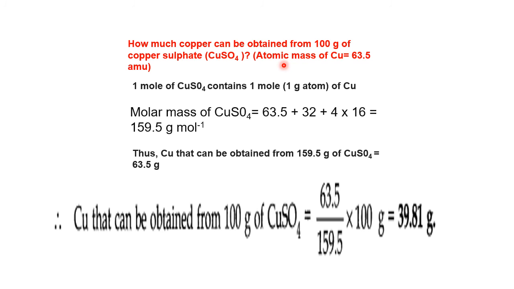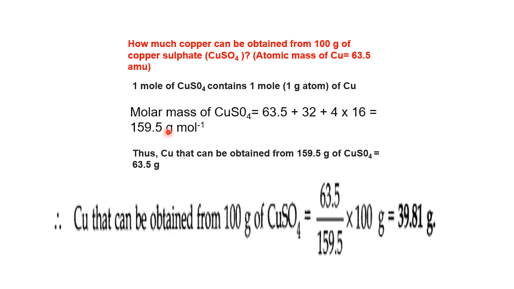Okay, right. So what is 1 mole of copper? That is the gram atomic mass of copper, equal to 63.5 gram. So 1 mole of copper sulfate contains 1 mole of copper. Clear? Okay, now the molar mass of copper sulfate is 159.5 gram per mole. Now what is the question here? How much copper can we obtain from 100 gram?